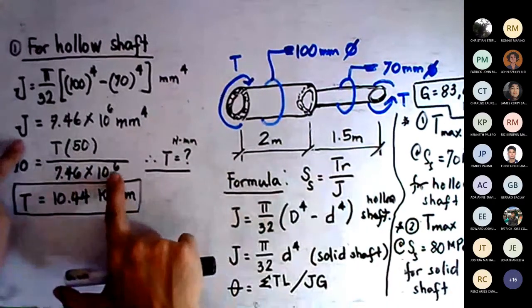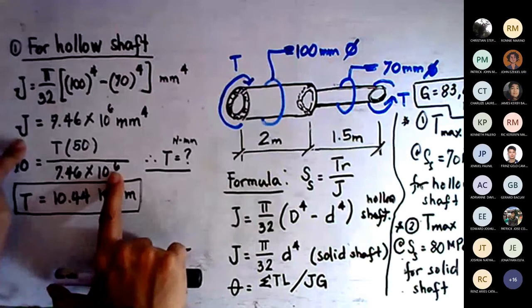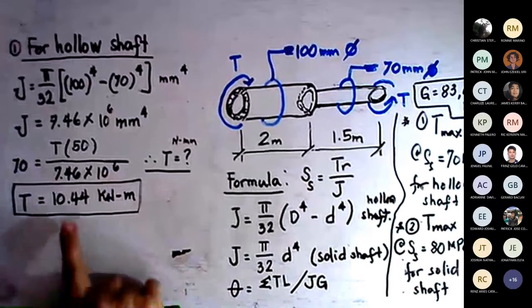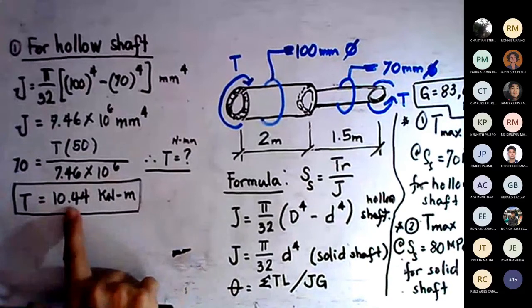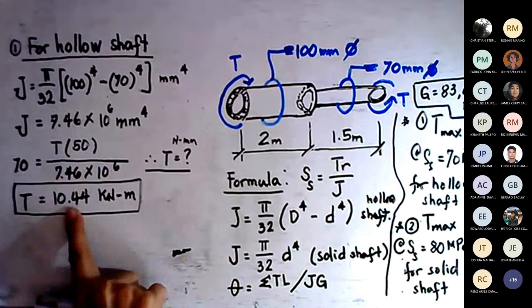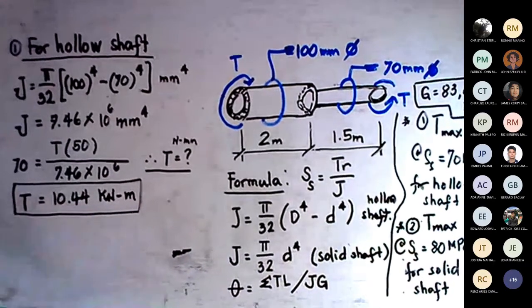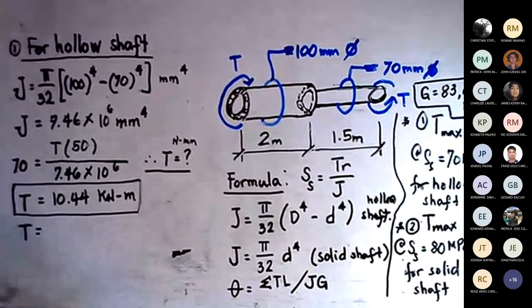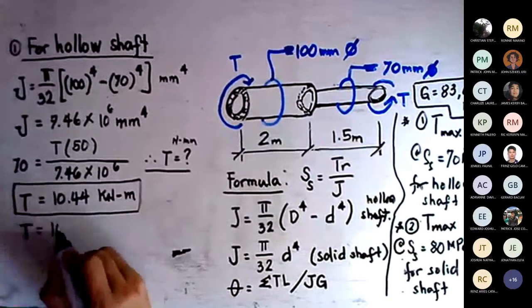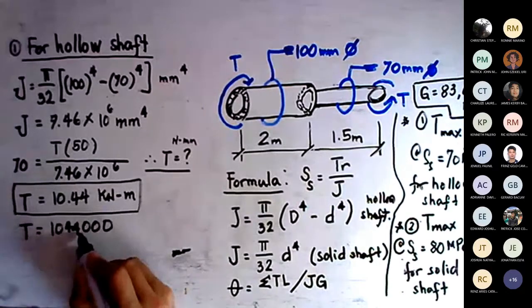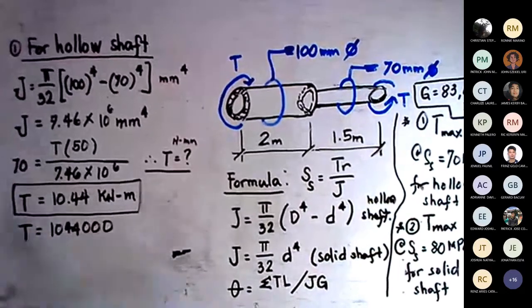Tapos yung value ng J, polar moment of inertia, 7.46 times 10 to the 6th millimeter to the 4th. So, itong 10.44, kinonvert ko lang yan. Galing yan sa Newton mm. Kinonvert lang natin sa kilonewton meter. So, actually, ang makukuha yung value dito is 1044123. Sige na, ulit nga.